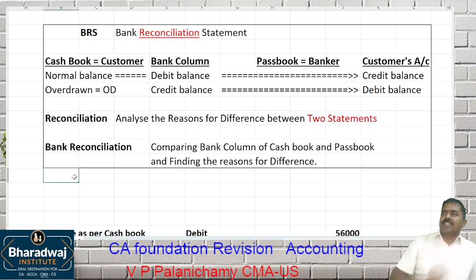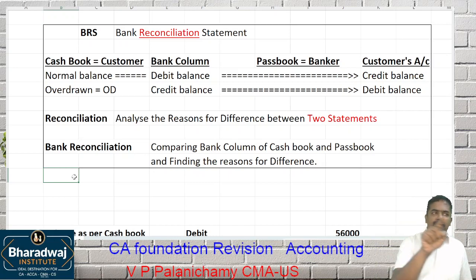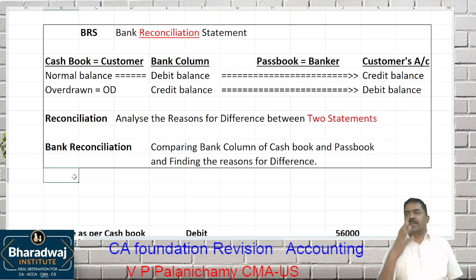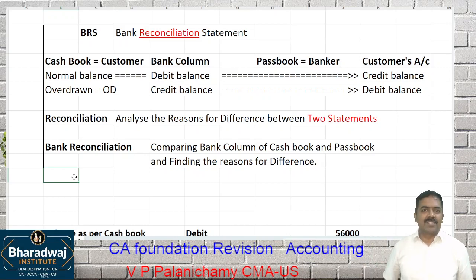When you start with the balance as per cash book, you should get the balance as per passbook. You start with the balance as per cash book, let us assume. How will you get the balance as per passbook? One line: adjust according to the other party.